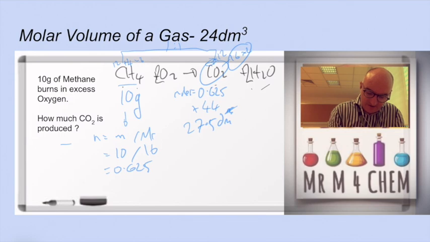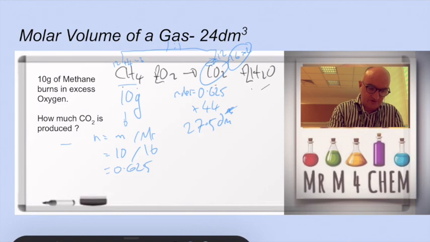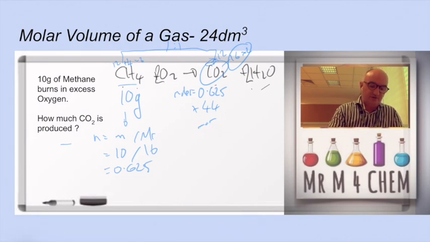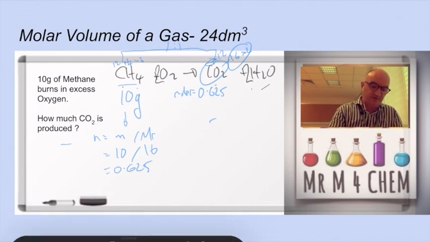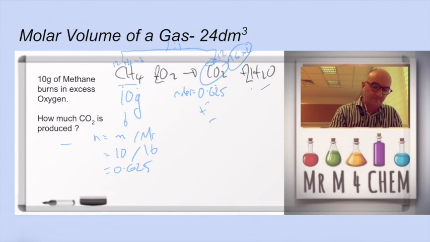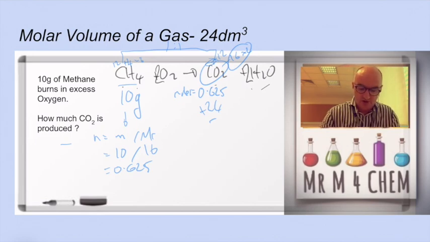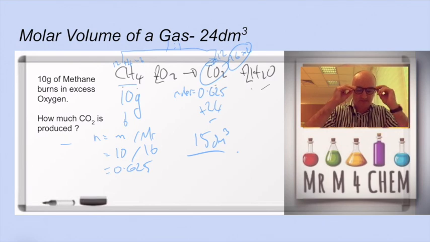But let's do it using the molar volume of a gas, clearly times 24. So let's have 0.625 times 24 equals 15 cubic decimeters. So 10 g of methane would make 15 litres of carbon dioxide. That's huge, isn't it? A massive amount. That's why global warming is such a problem.